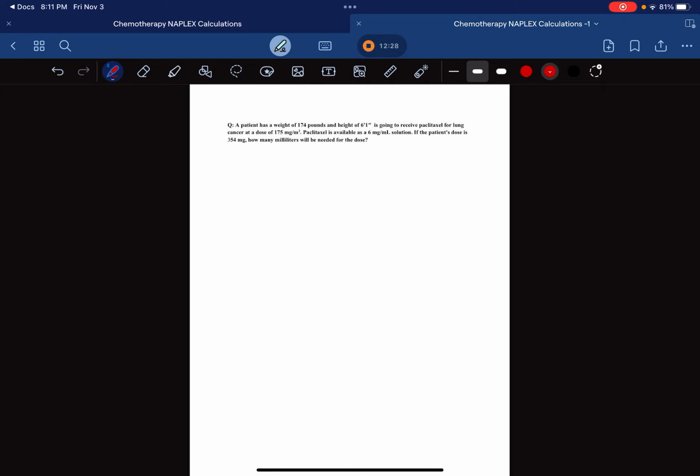Last but not least, this is when you are asked to find the milliliter, but the process is a multi-step process to find the answer. So just be careful about what the question is asking, the values you're given. You've been given 174 pounds. We also have 6 feet and 1 inch. And then we've been given 6 milligrams per milliliter. And then we also have 175 milligrams per meter squared. And we are asked what's the dose in the milliliters. That's the question.